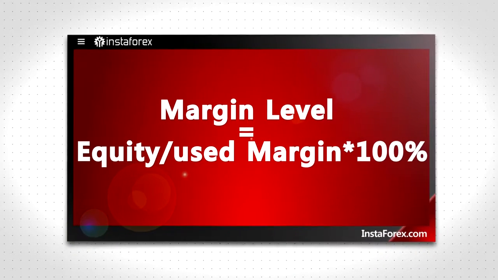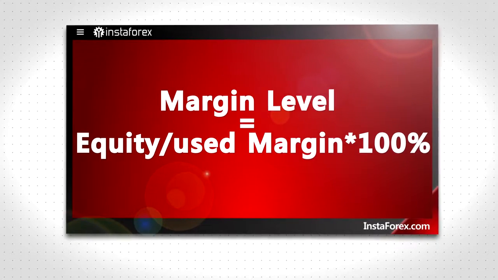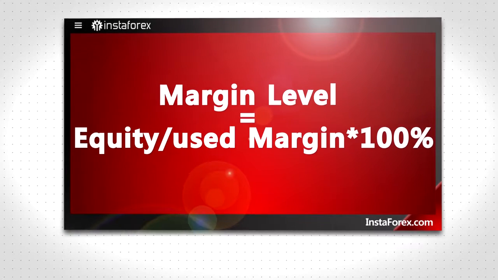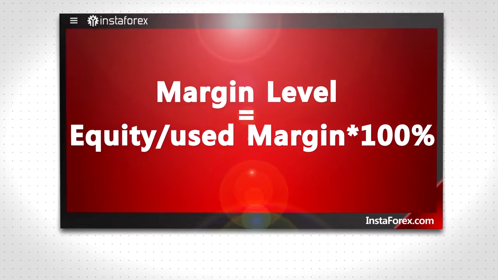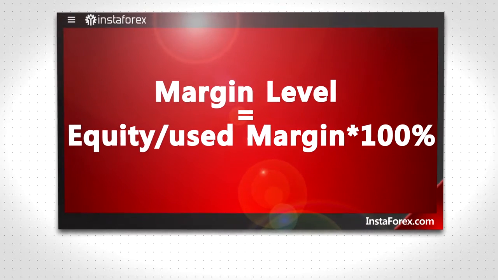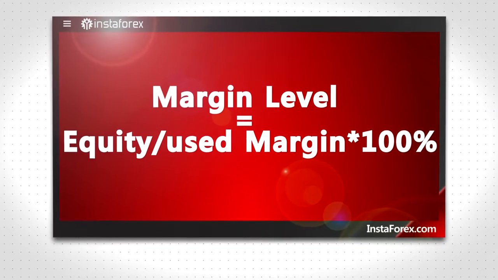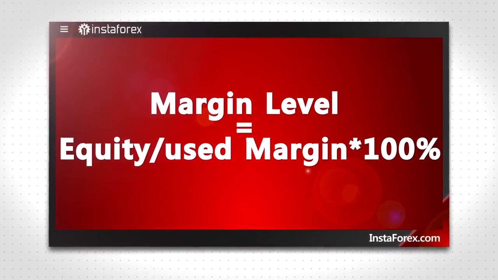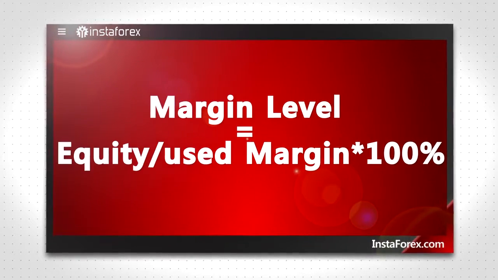Now that we know what margin is and how it is calculated, let's take a look at another important concept: margin level. Margin level is the ratio of equity to margin measured in percentage points. It is calculated by dividing the equity, your current funds, by the used margin, your deposit, and then multiplying it by 100. Margin level is an essential indicator that serves as a basis for setting margin call and stop out levels.